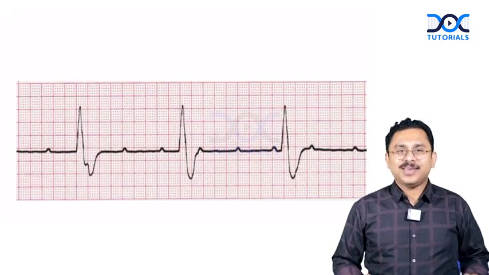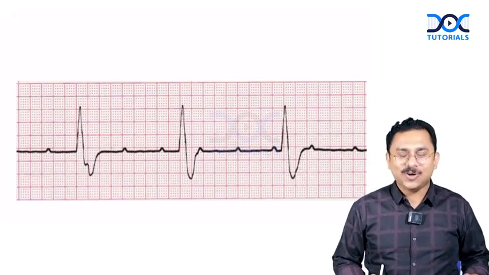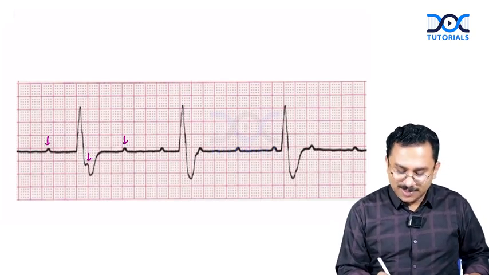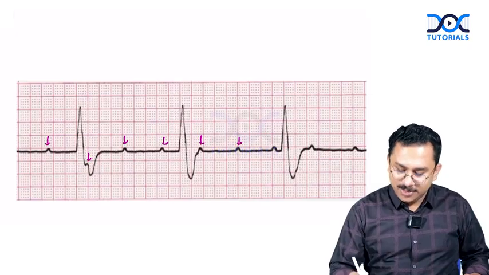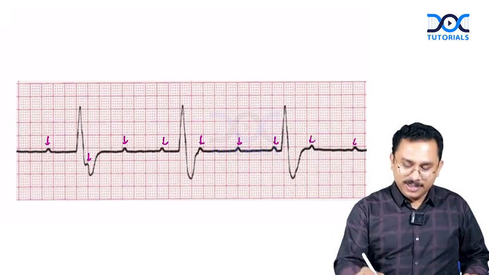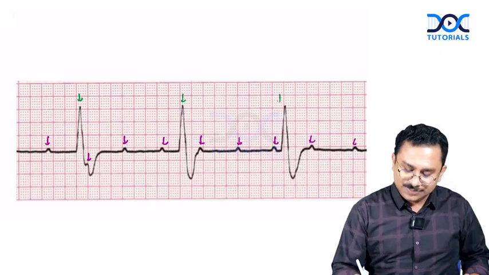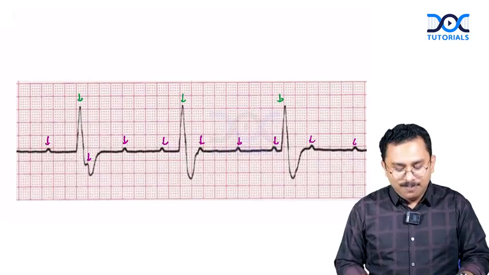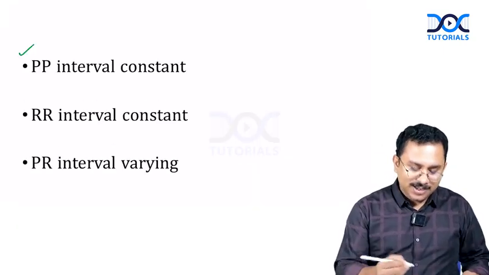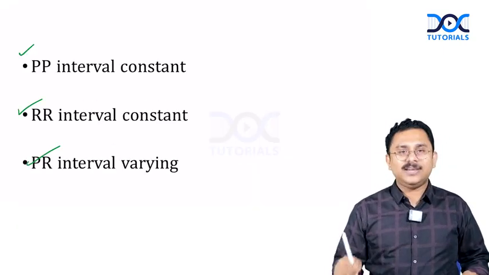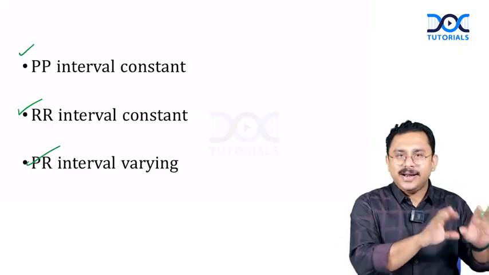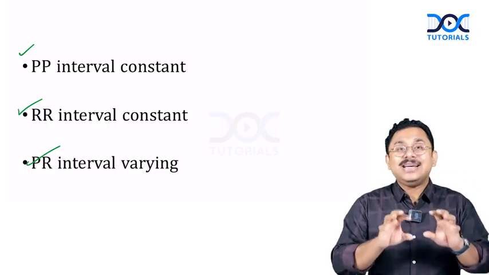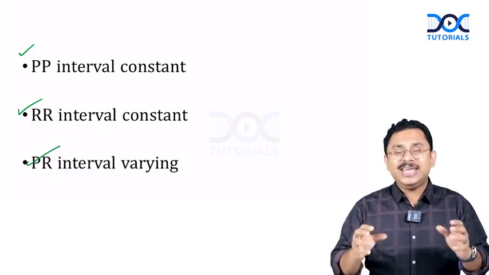Now coming to the next ECG, just look at the ECG on screen. Look at the P waves, look at the QRS complexes. This is a P wave, P wave, P wave, and you have the QRS complexes. What is so unique about this? The PP interval is constant, the RR interval is constant, and the PR interval is varying. So you have a constant atrial rate, a constant ventricular rate, but the atria and ventricles are dissociated, with a varying PR interval.